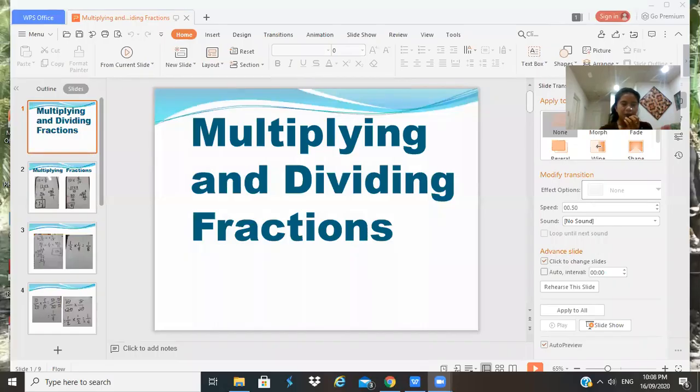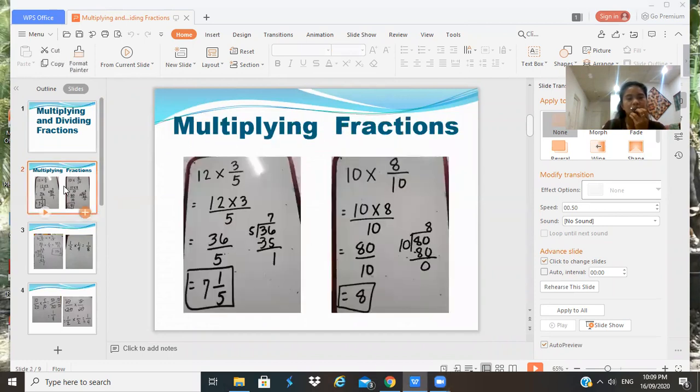This is Teacher Lay. So now we are going to discuss multiplying and dividing fractions. So how to multiply and divide fractions? First, we will start with multiplying fractions. How to multiply fractions?